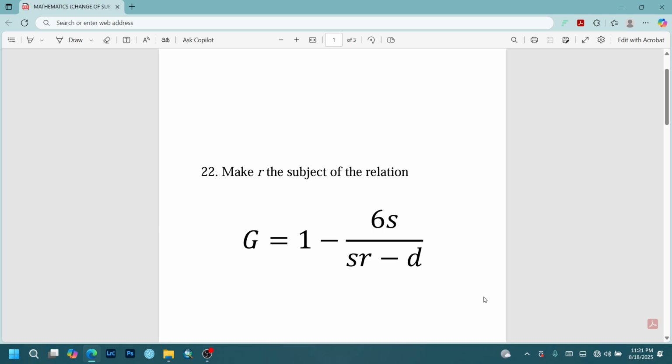Hello, make R the subject of the relation. J equals 1 minus the fraction 6s over SR minus D, right? So this is series 22 and they are asking us to make R the subject of the relation in the given equation J equals 1 minus the fraction 6s over SR minus D.